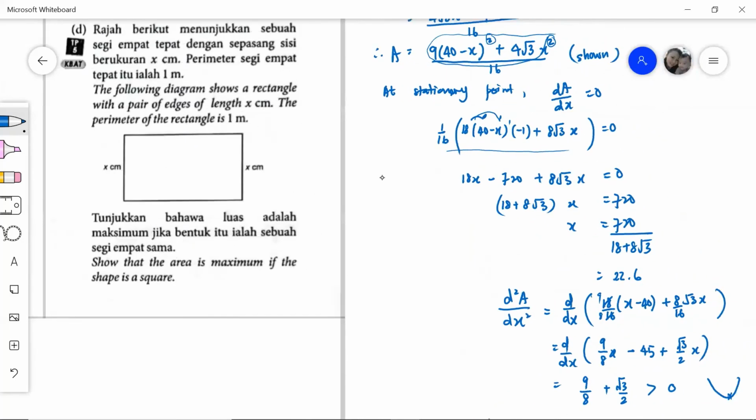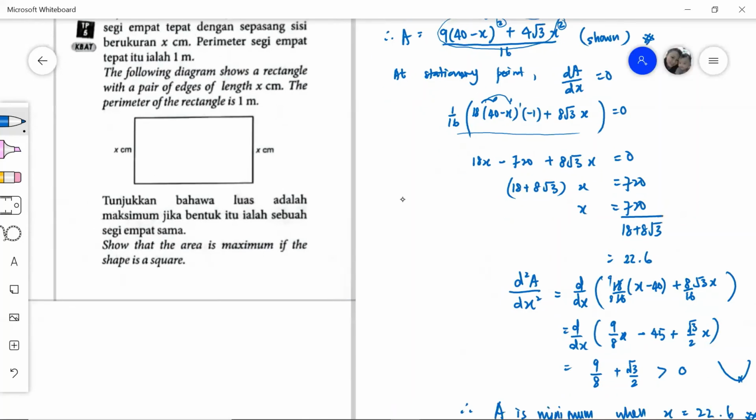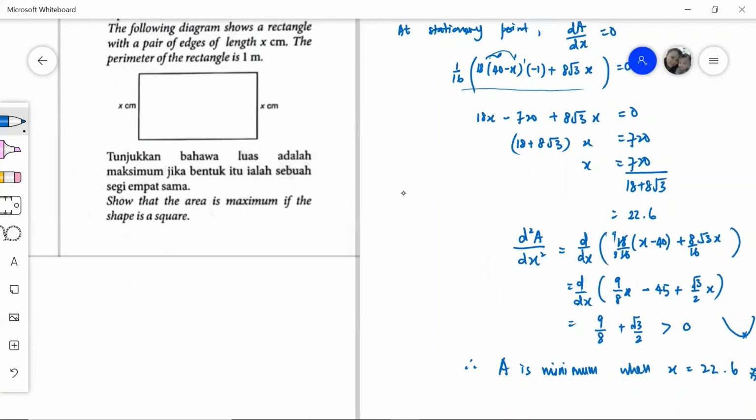Now, for D, we have this diagram. It's a rectangle with a pair of edge length x cm, and the perimeter of the rectangle is 1 meter. So the whole thing is 1 meter, which means, let's call this y, okay? So we have 2x plus 2y. X and y are in cm, so this one must be equivalent to 100 cm. Make sure they are in the same unit, yeah? So y will equal 100 minus 2x, and then divide by 2. So we have 50 minus x. So y is 50 minus x.